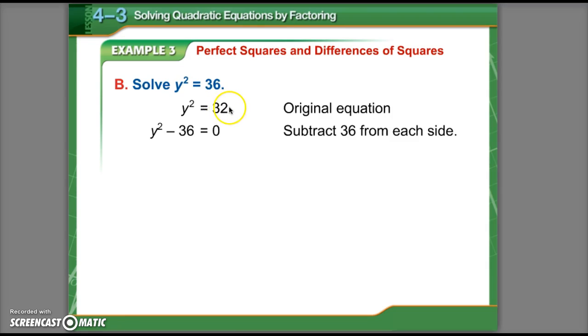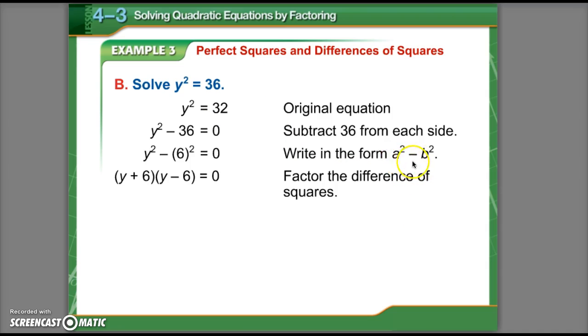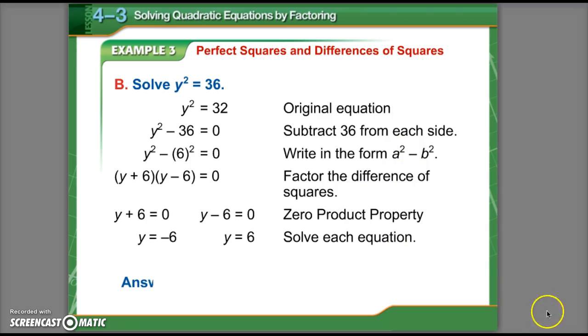Again, this is a typo. This should say 36. Here's your form, a squared minus b squared. We factor, we solve each equation. We get our answer.